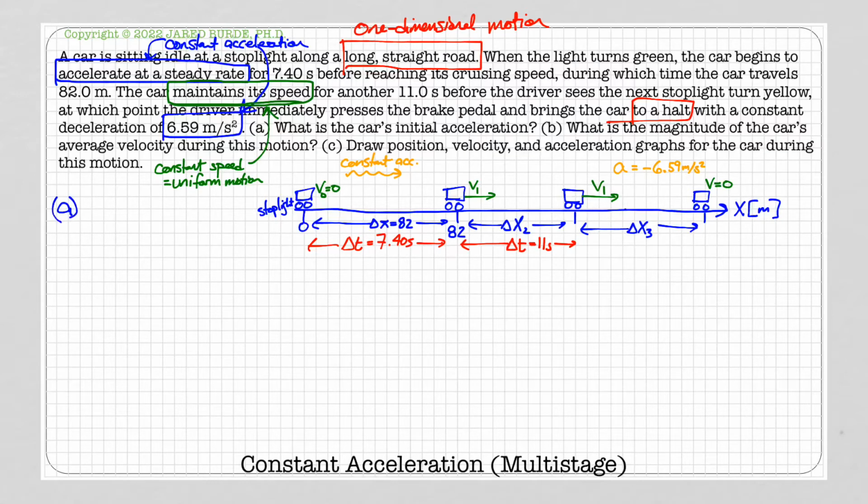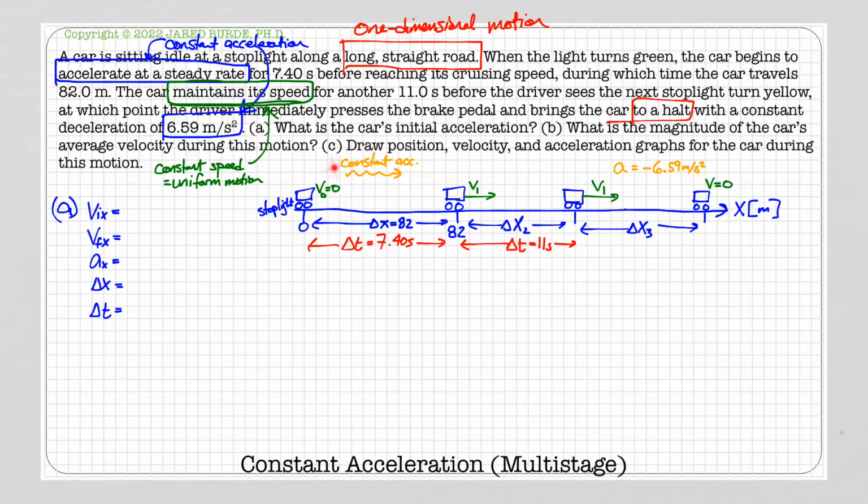So for us to pursue part A, we want to find the initial acceleration during an interval of constant acceleration. So what we'll do is write out our constant acceleration variables so we can figure out what we have and what we're trying to find.